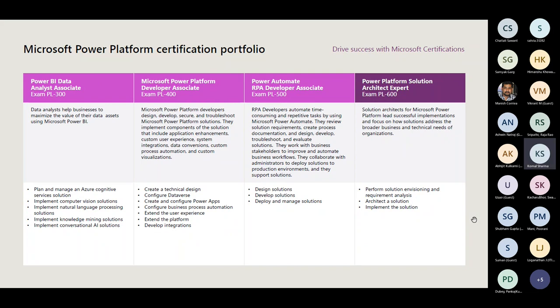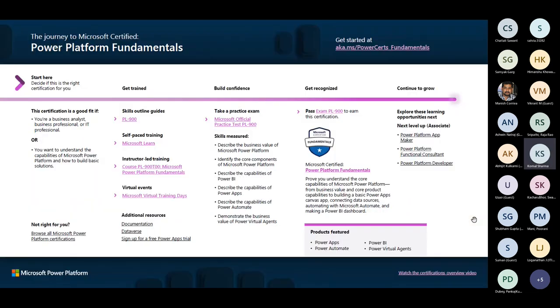So when you are at this associate level, okay, you are interested toward app making or the consultant or PL-300, the data analysis part, or the developer associate. Now, once you are done with this associate level exam, and you want to move ahead to the expert level in Microsoft Power Platform, then here you have exam PL-600. This is for solution architects for Microsoft Power Platform, and it leads successful implementation and focuses on how the solution addresses the broader business. So this is the Microsoft Power Platform certification.